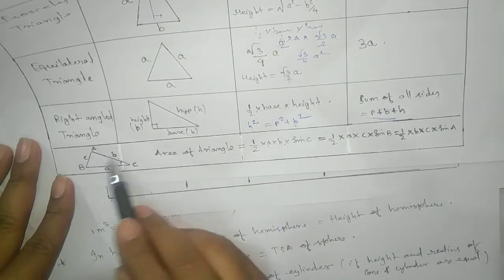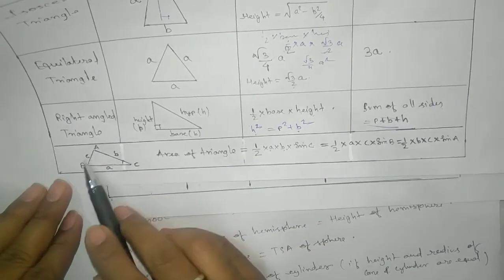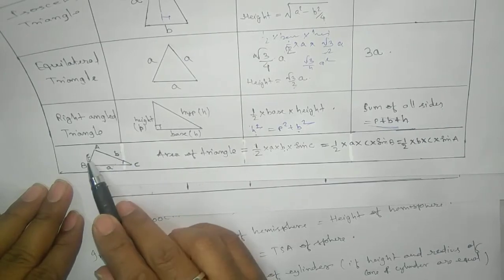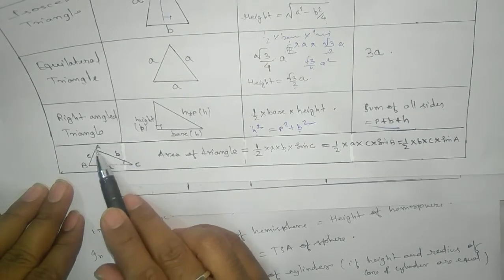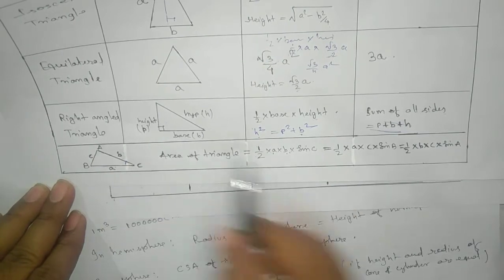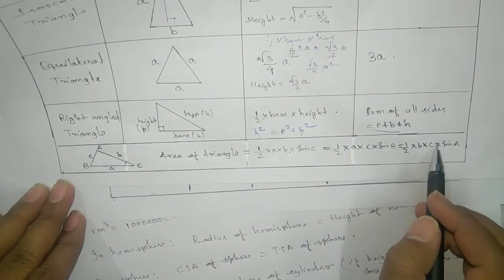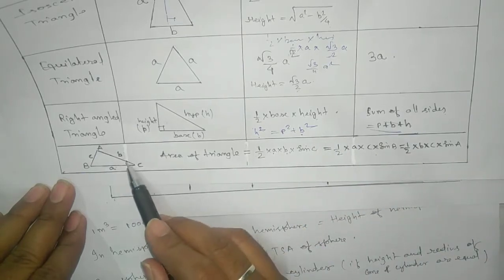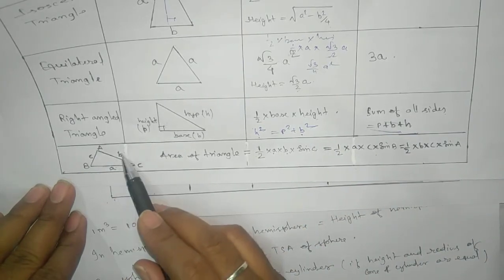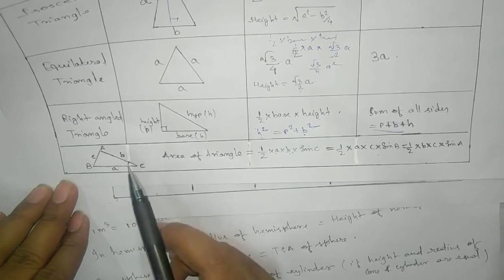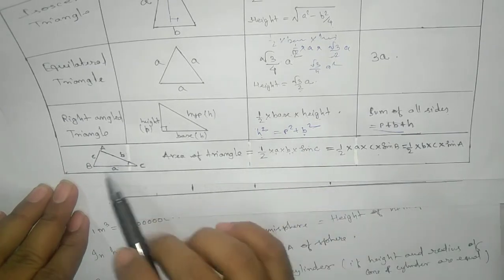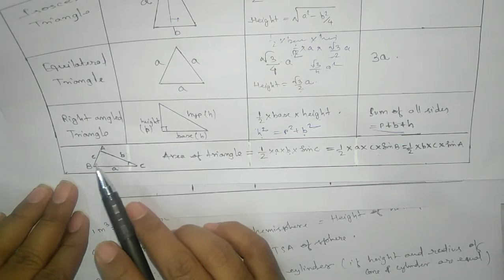Now if you go for c into b, then the area of triangle ABC is half into c into b into sine a. So if you apply this formula, you will get the area of the triangle. If one angle and the two sides including that angle are given to you, then you can apply this formula and get the answer. You don't need an extra side.